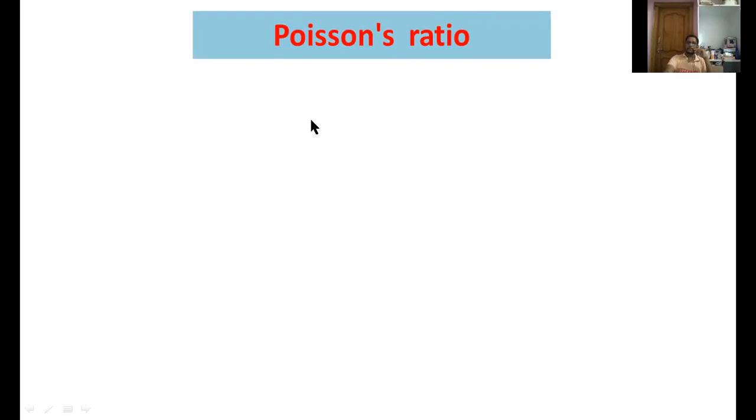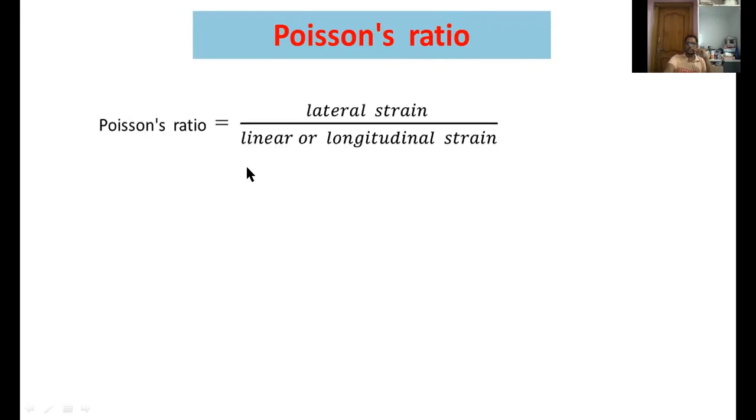Okay, so the formula for Poisson's ratio: Poisson's ratio is the ratio of lateral strain to linear or longitudinal strain. For circular shafts, the change in diameter, delta d, divided by the original diameter d is called lateral strain, and delta L by L is called linear or longitudinal strain. Poisson's ratio is denoted by the symbol mu, or 1 by m.